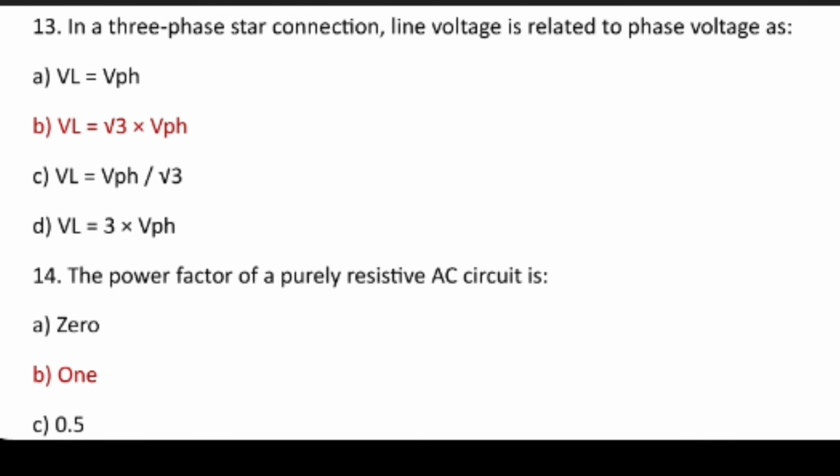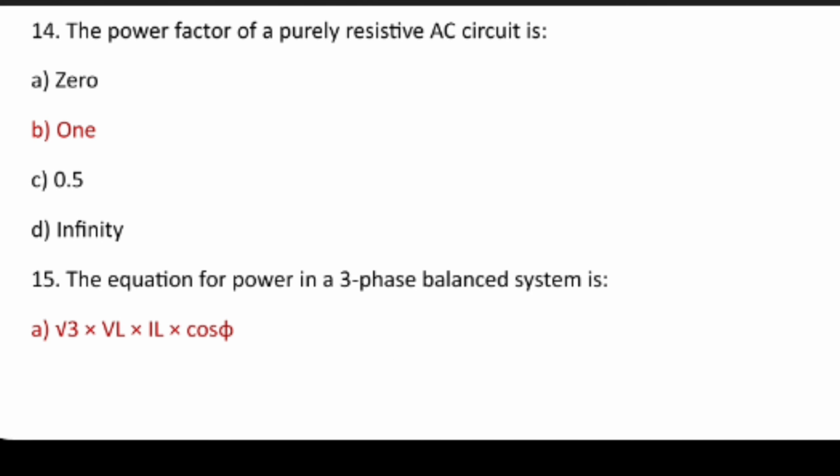And the 13th one, in a three-phase star connection, the line voltage is related to the phase voltage. The answer will be option B, VL is equal to root 3 into VPH. And the 14th one, the power factor of a purely resistive AC circuit is always 0. The 15th question: the equation for power in a three-phase balanced system is root 3 VL IL cos theta, option A.